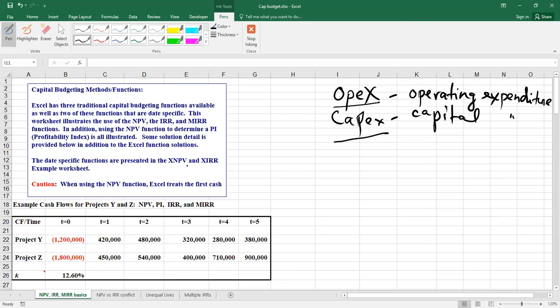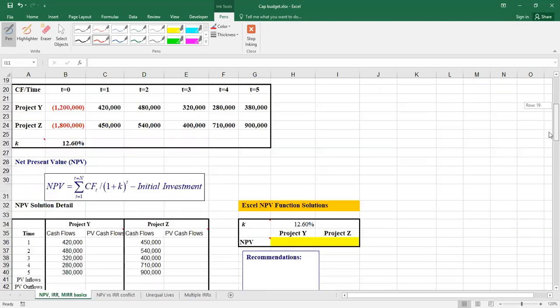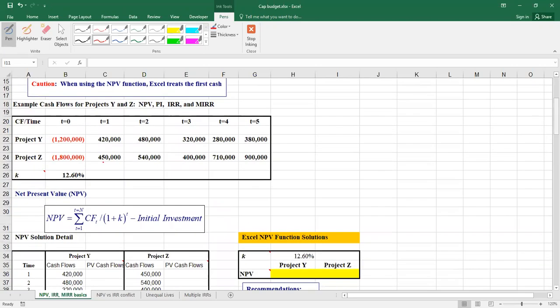So sa Excel, madali yung pag-compute ng capital budgeting. But just remember that yung mga kino-consider natin, yung ina-analyze natin for capital budgeting are all cash flows, no? So if you see here sa model natin, cash flows to. Okay? We do not model net income, not net income after tax. Cash flows ang model natin. Kasi sa finance nga, the focus is on cash. Cash is king tayo sa finance.